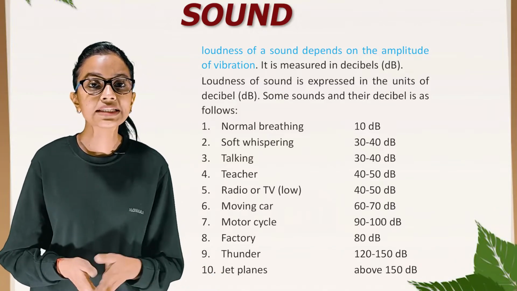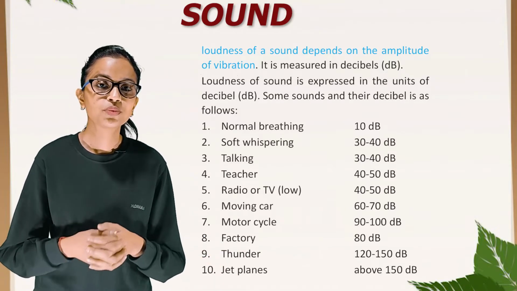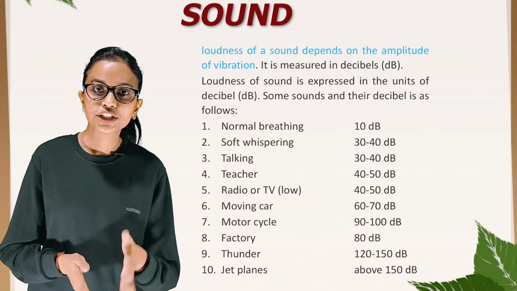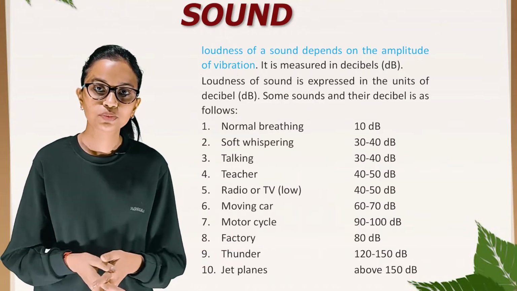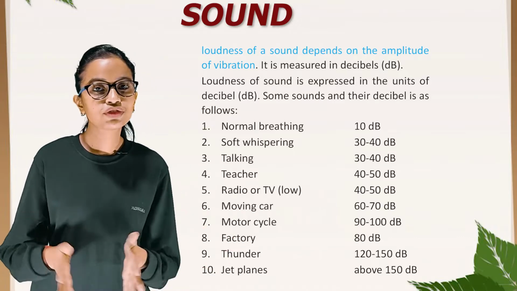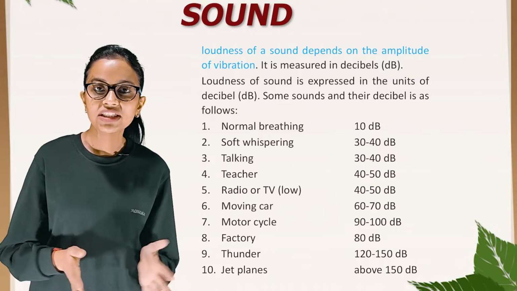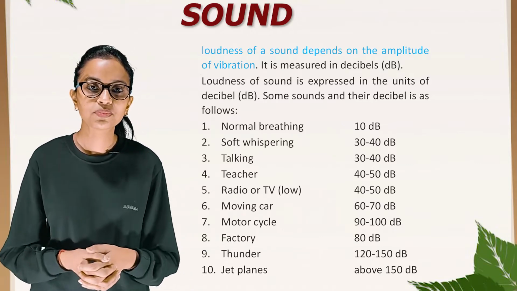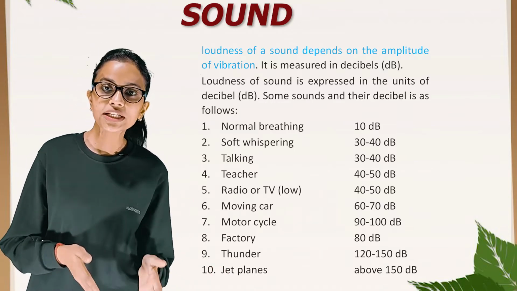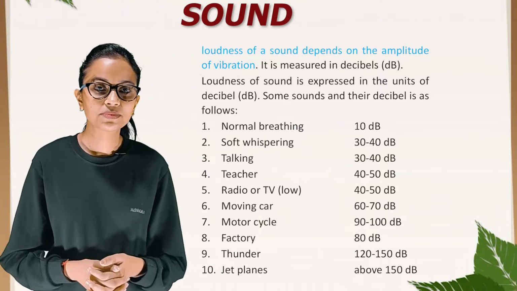Some sounds and their decibel levels are as follows. First, normal breathing, 10 decibel. 2. Soft whispering, 30 to 40 decibel. 3. Talking, 30 to 40 decibel. 4th, teacher, 40 to 50 decibel. 5th, radio or TV, 40 to 50 decibel. 6th, moving car, 60 to 70 decibel. 7th, motorcycle, 90 to 100 decibel. 8th, factory, 80 decibel. 9. Thunder, 120 to 150 decibel. 10th. Jet planes, above 150 decibels.